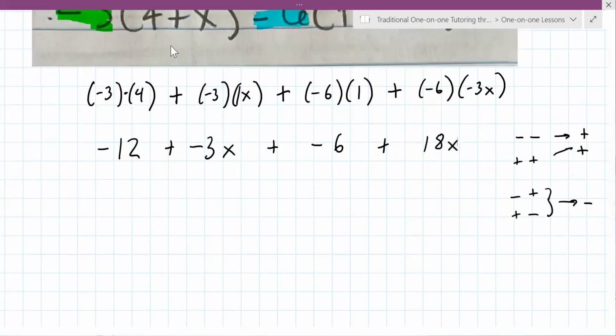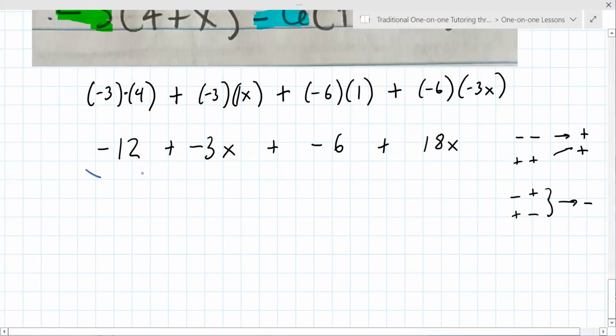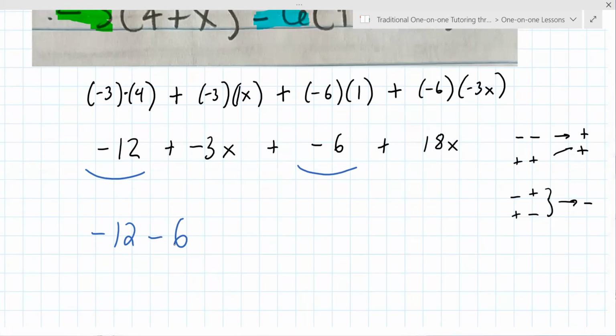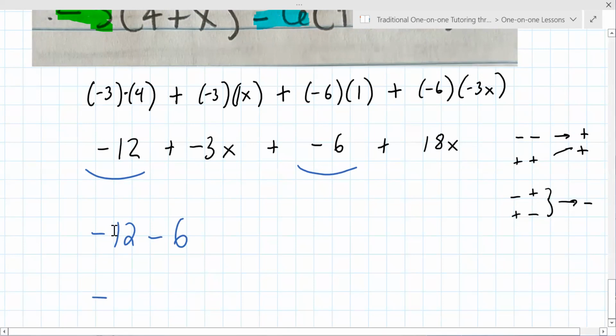Okay, so now we're going to combine like terms, the -12 and the -6. We just talked about the four cases here. These are the same sign, so that tells you the sign of the answer. It's negative. -18. Yes, beautiful.